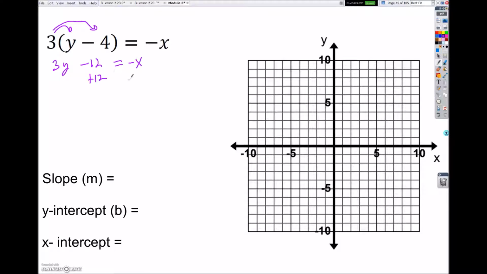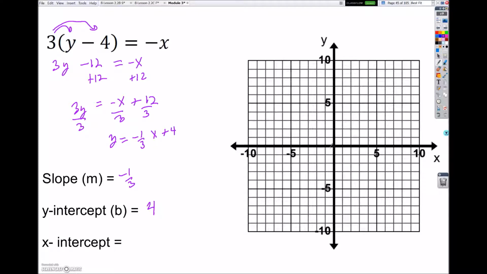I'm then going to add 12 on both sides. This will give me 3y is equal to negative x plus 12. My last step, remember, to get y all by itself is I'm going to divide each term by 3. And this will give me y is equal to negative 1/3 x plus 4. Now we're going to start with our y-intercept, which is 4. And I found my slope, which is the coefficient of x, which is negative 1/3.